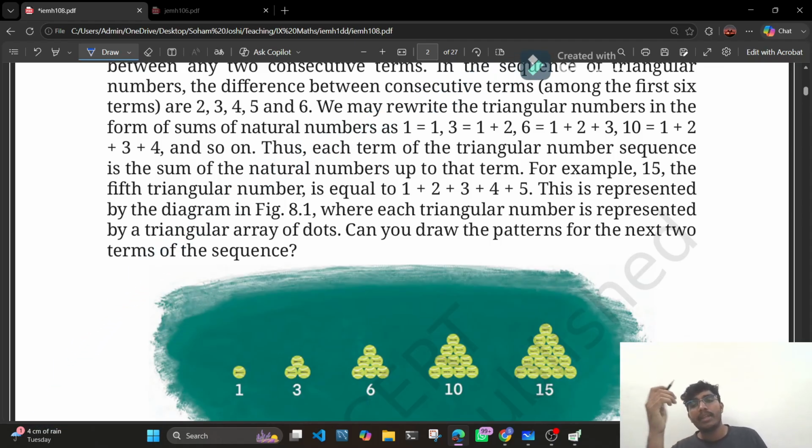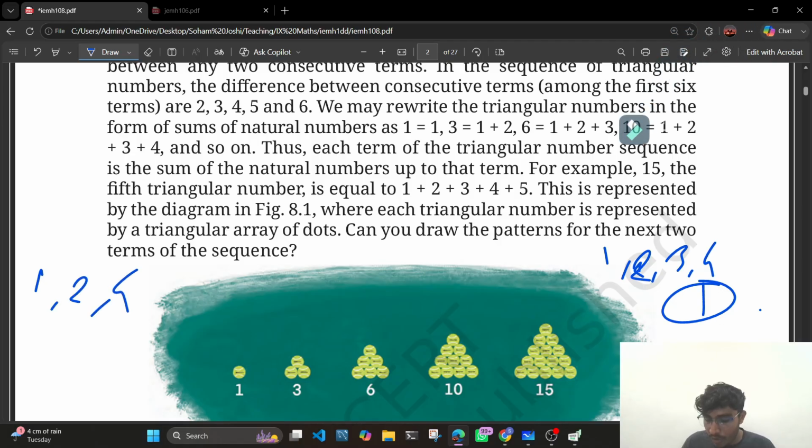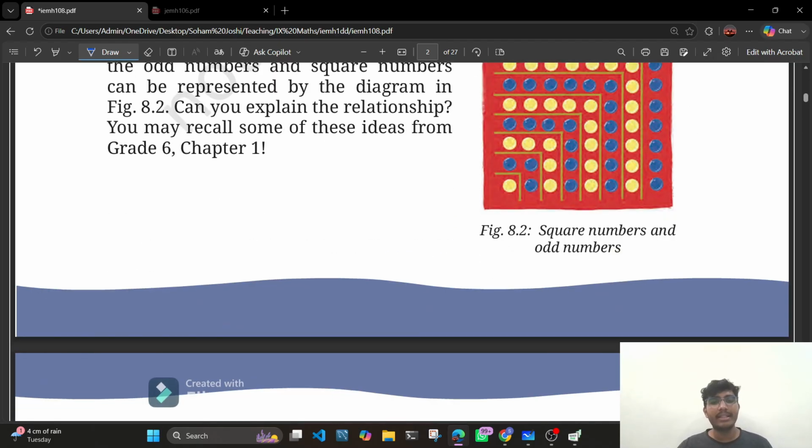If you notice, sequences are formed with some connection between the terms. If you see 1, 2, 3, 4, 5, the difference between any two consecutive numbers is always one. Or else take 1, 4, 9: what is common between them is that they are squares of the numbers 1, 2, 3. This is how we say it is a sequence.